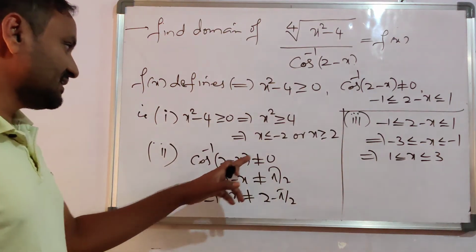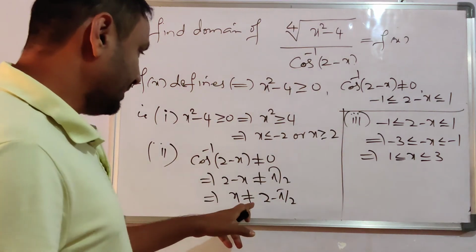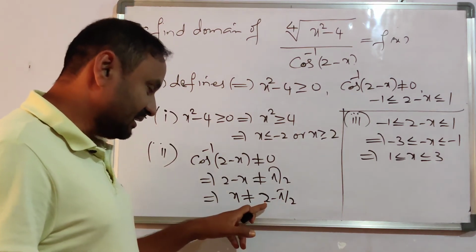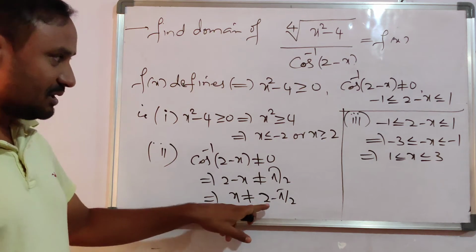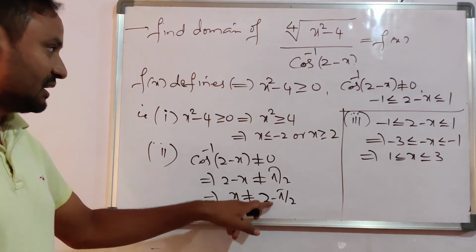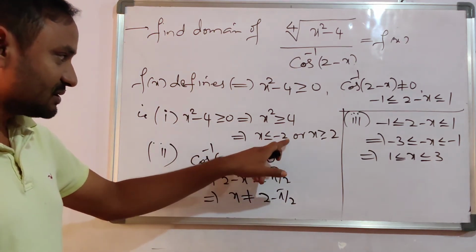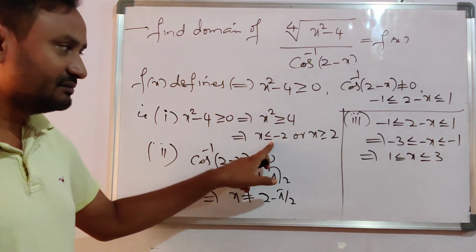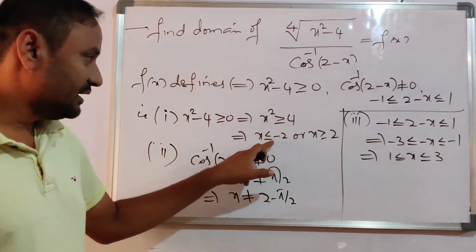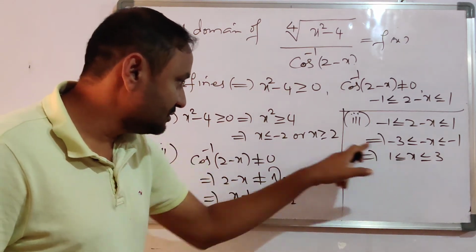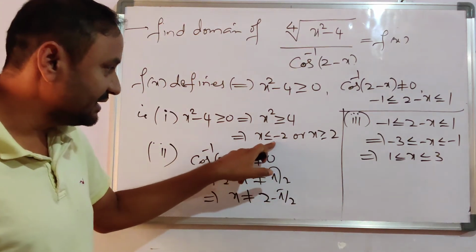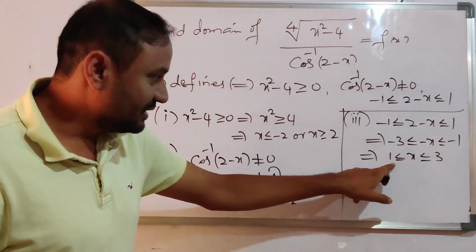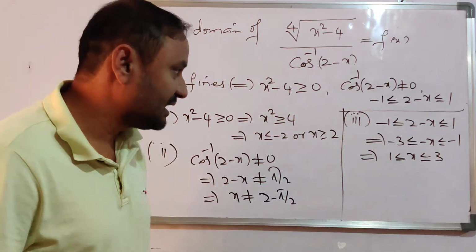So now the intersection of these three. Here this is 2 minus pi by 2. So here, x is not equal to 1 above. But here x is less than or equal to minus 2, or x greater than or equal to 2. So in this there is no negative value. In these two, there is no negative, all are positive. That's why we eliminate this interval. x greater than or equal to 2 intersection 1 less than or equal to x less than or equal to 3.